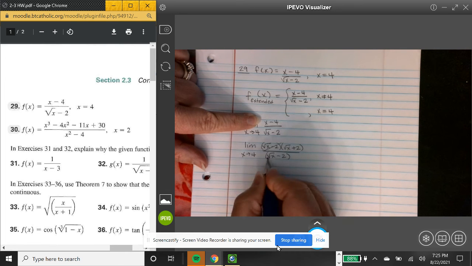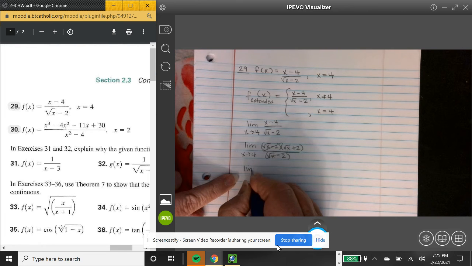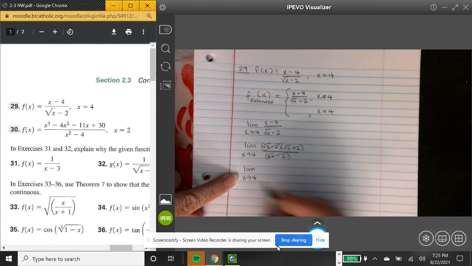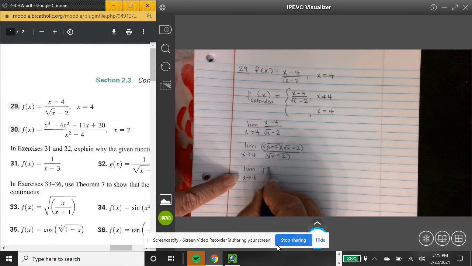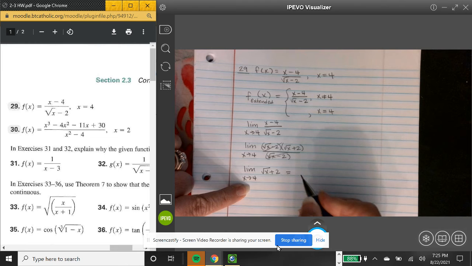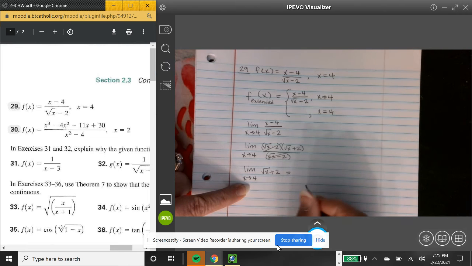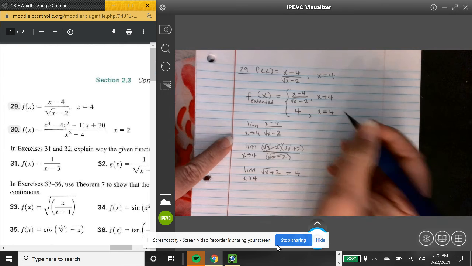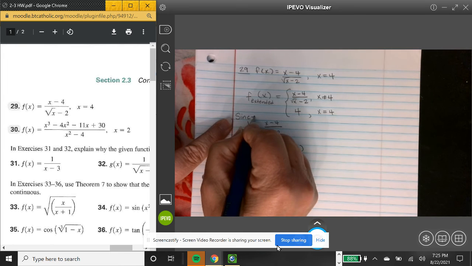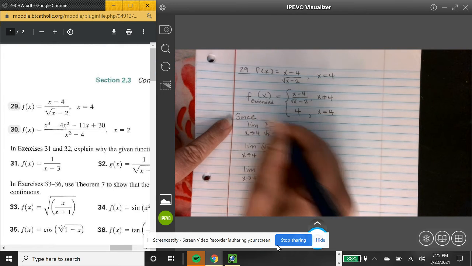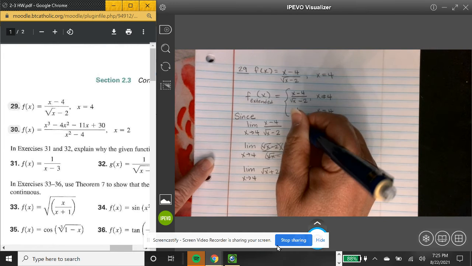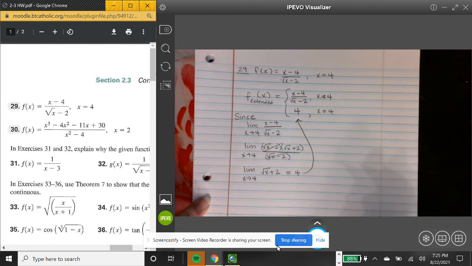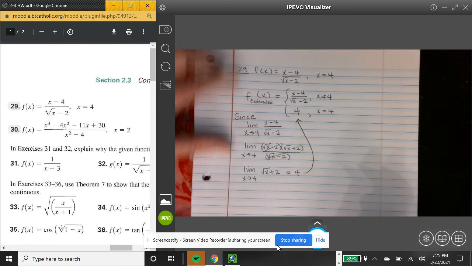And then I can cancel these two factors and I get the limit as x approaches 4 of the square root of x plus 2. Now I can plug 4 in using direct substitution and get the square root of 4, which is 2. 2 plus 2 is 4. So I can put 4 here, since all of this is true. I've justified what I put in here. Okay, that's my extended function.